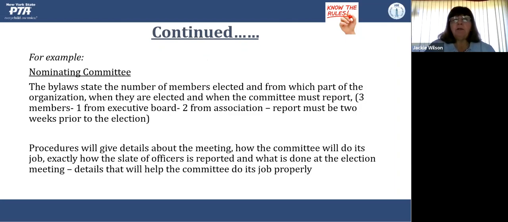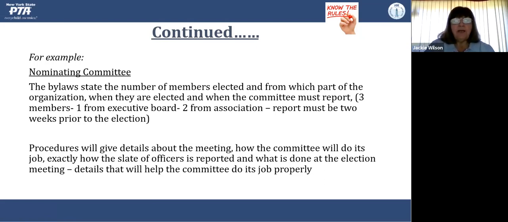So, for example, how do bylaws and procedures work together? The bylaws will state the nominating committee's number of members elected, from which part of the organization, when they are elected, and when the committee must report. So let's say you have one member from the executive board and 2 from the association, a total of 3, and the report must be made 2 weeks prior to the election. But that's all the bylaws will state.